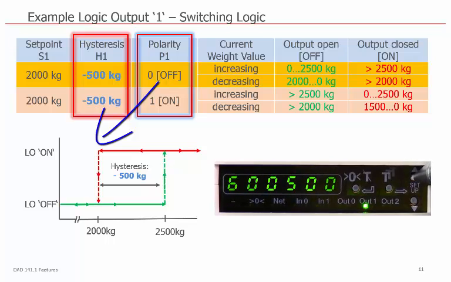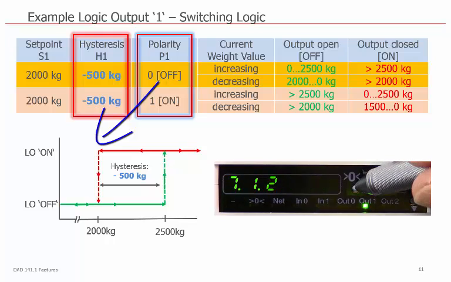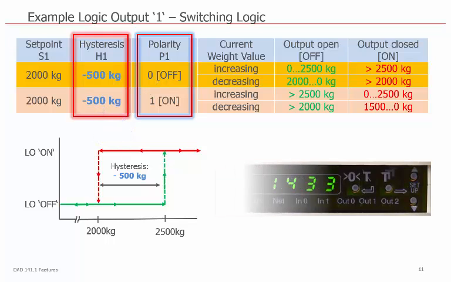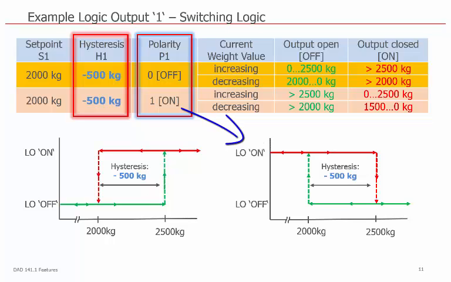The weight value increases from 0 up to 2500 kilograms. The output is open. When the weight value becomes higher than 2500 kilograms, the output switches to close. When the weight value decreases to 2000 kilograms, no changes with the output status. If the weight value becomes smaller than 2000 kilograms, the output switches back to open. The right graph with polarity 1, on, shows the opposite switch logic behavior.